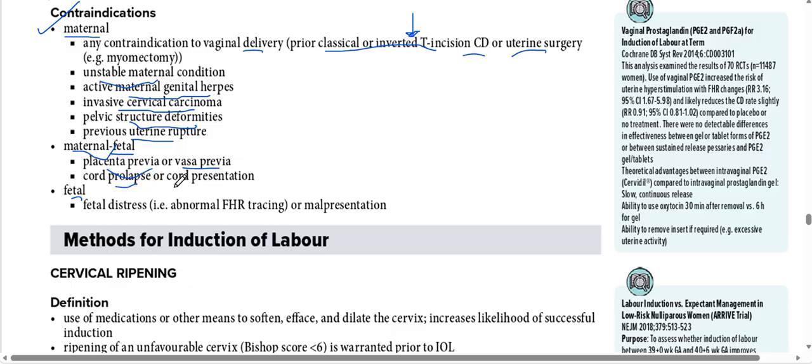Also, there is cord prolapse or cord presentation. If the umbilical cord is presenting, and if there is a prolapse of the cord, definitely we are not going to induce the labor. Now we opt for cesarean delivery. Then there is fetal distress, where the fetal heart rate is not normal, and malpresentation of the fetus.